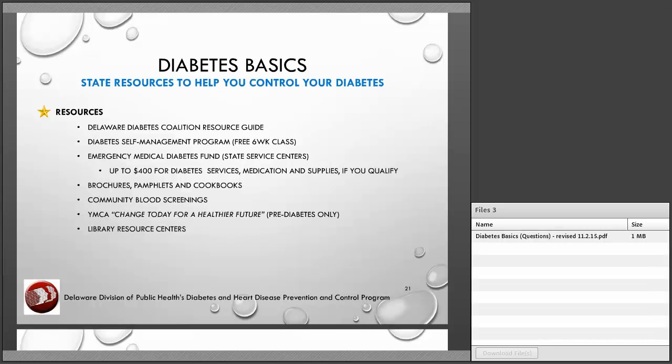There are state resources to help you to control your diabetes. In the state of Delaware, we have the Delaware Diabetes Coalition Resource Guide. This will be given free to anyone that asks for it, and it will be handed out at our diabetes workshop at Dover Downs on November the 19th, and that's an all-day workshop with a free lunch.